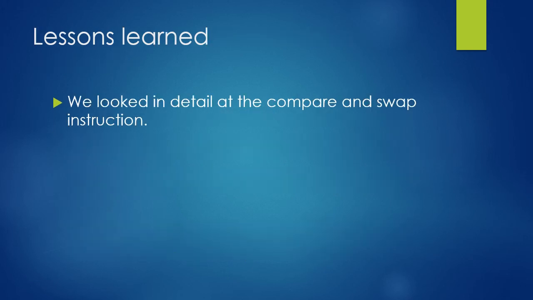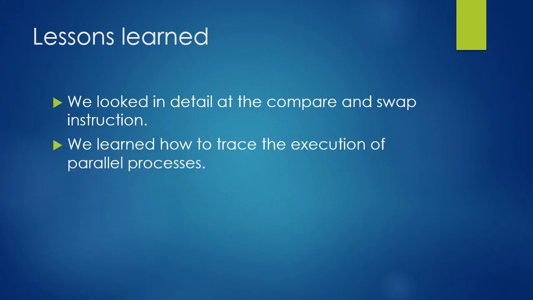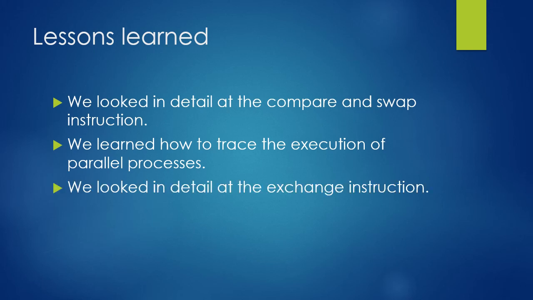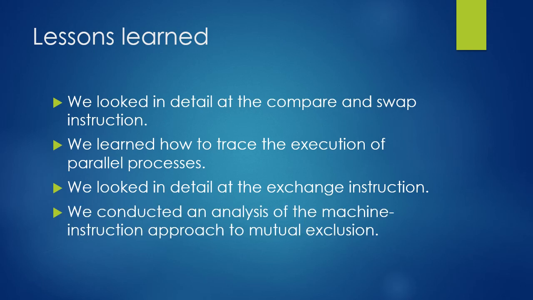We looked in detail at the compare and swap instruction. We learned how to trace the execution of parallel or concurrent processes. We looked in detail at the exchange instruction. We conducted an analysis of the machine instruction approach to mutual exclusion. Finally, we learned about semaphores.